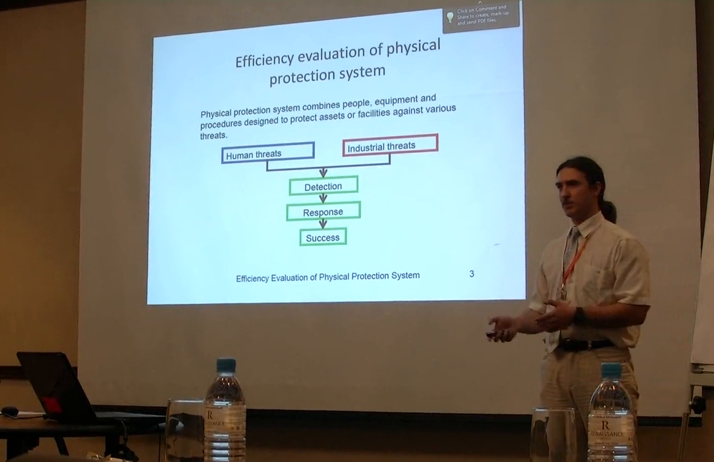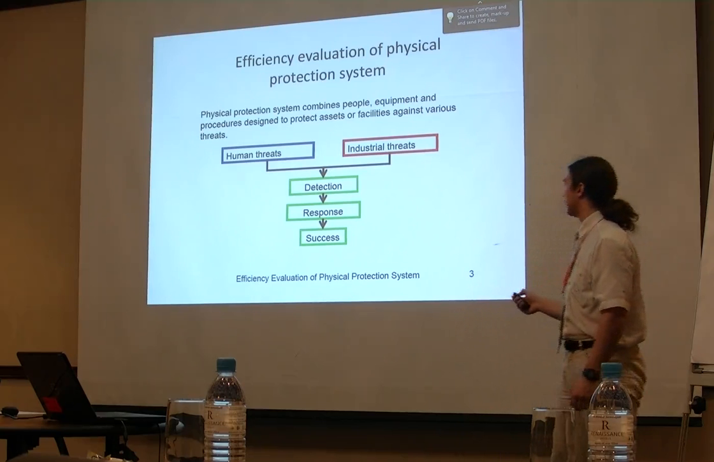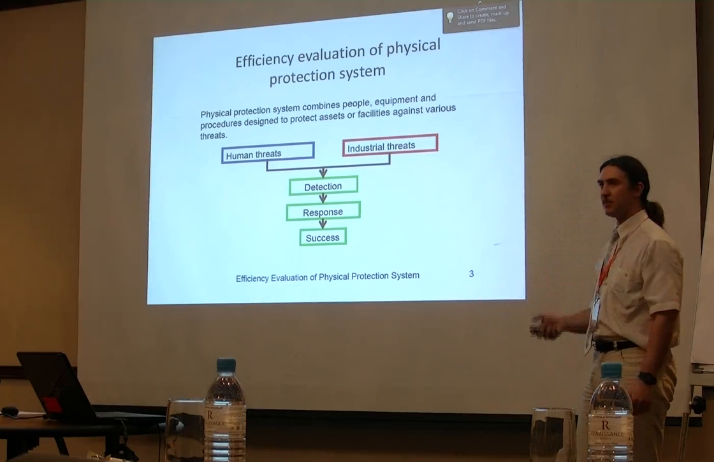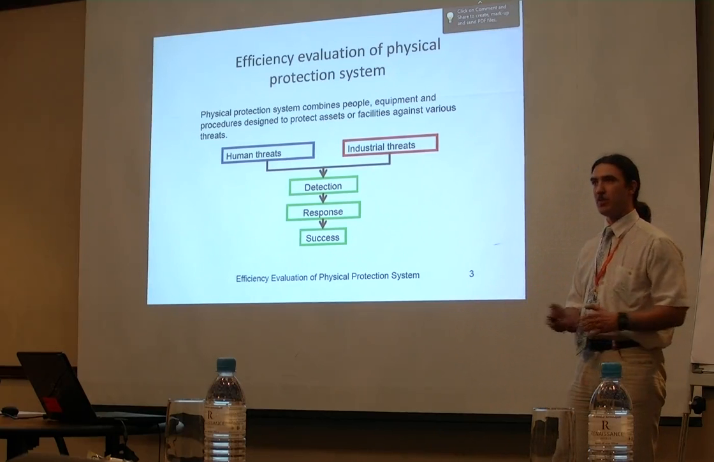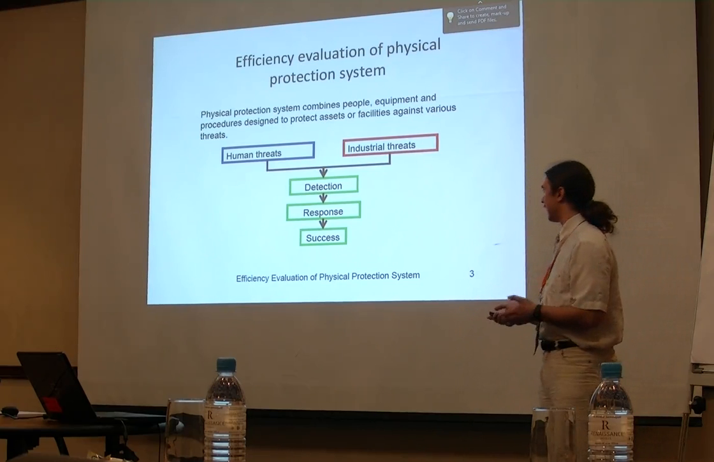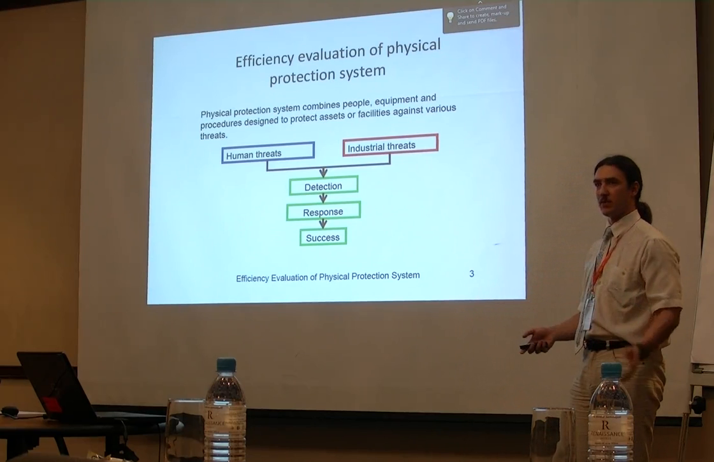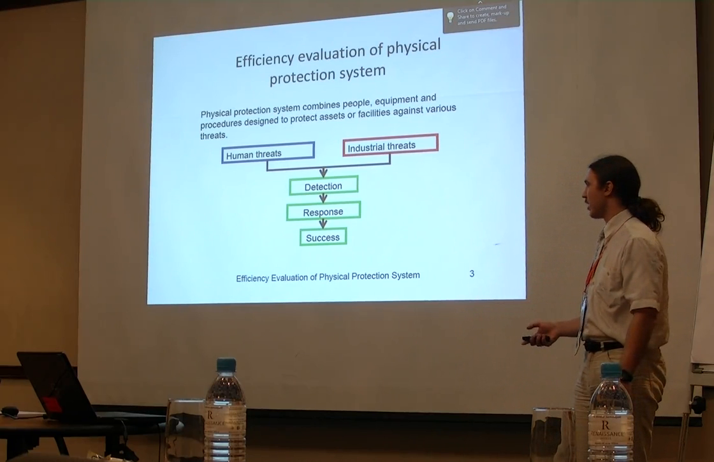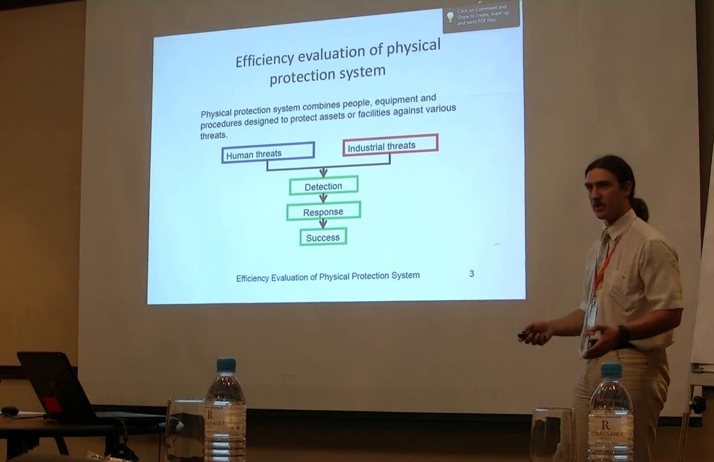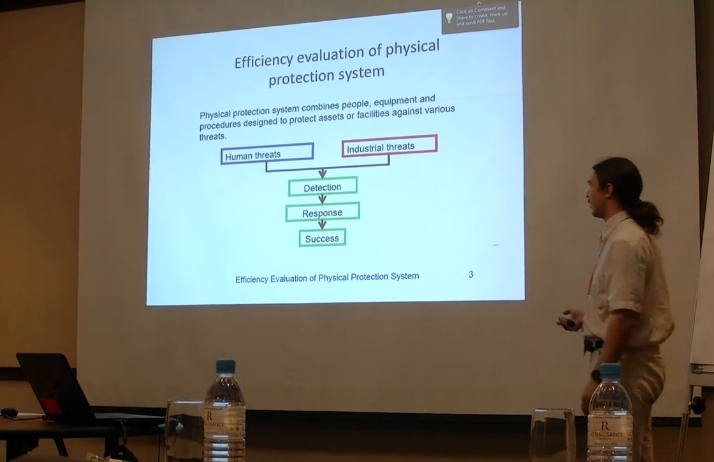Before we can proceed to these problems, I should define more accurately what the physical protection system is. A physical protection system combines people, equipment, and procedures that make it possible to protect assets or facilities against various kinds of threats. There are different threats in the modern world, but there are two main types. Human threats, these can be thieves, vandals, or more generally intruders. Or industrial threats like fires and even earthquakes.